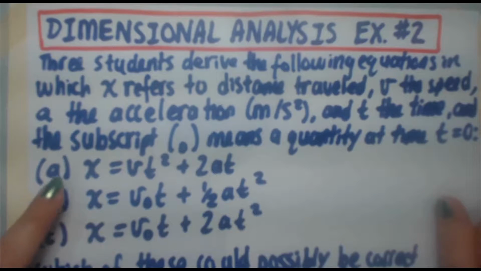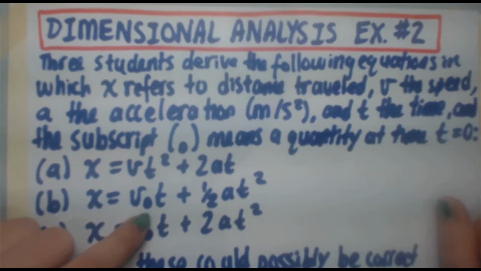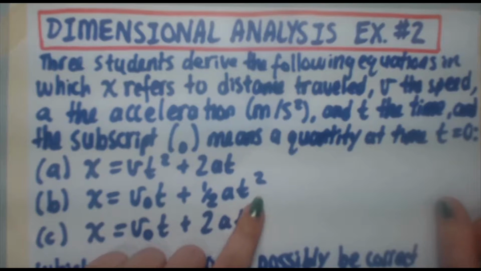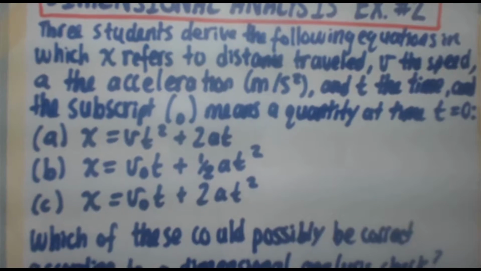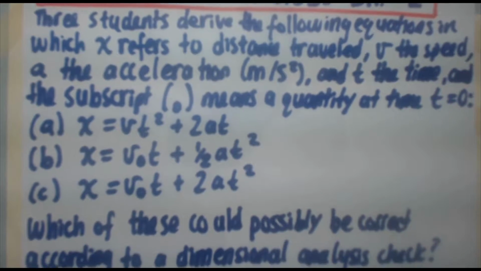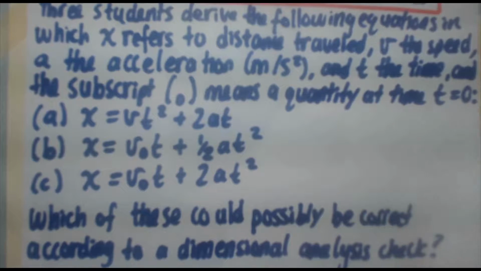For part A, x equals vt squared plus 2at. B, x equals v naught t plus 1/2 at squared. C, x equals v naught t plus 2at squared. The question is, which of these could possibly be correct according to a dimensional analysis check? We have to check these one by one. There could be one or more accurate answers. So let's go ahead and do that.